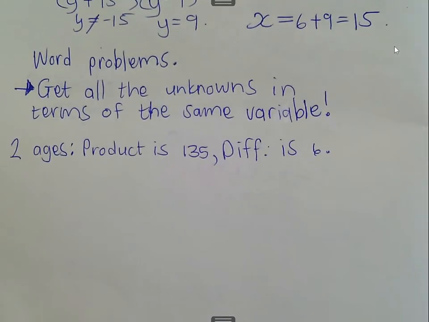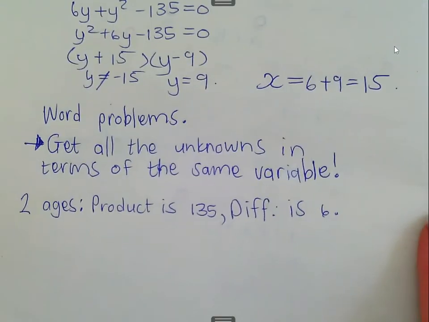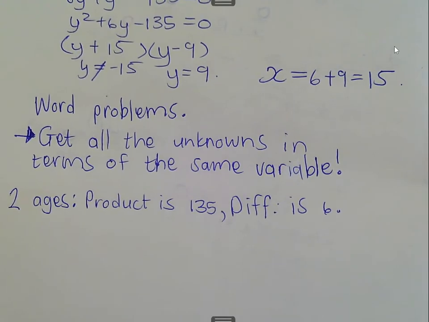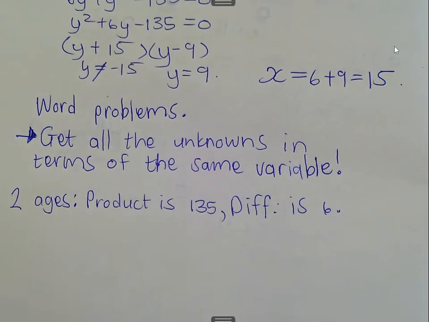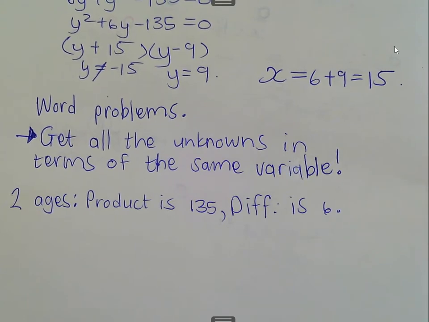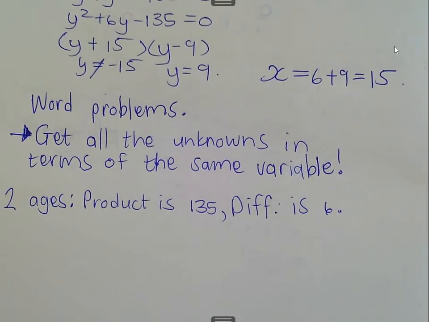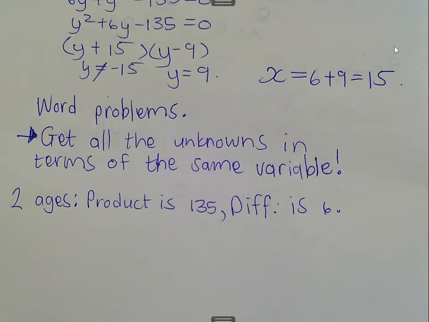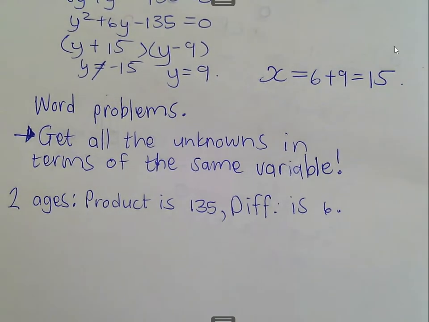Okay, word problems. When you've got a word problem, you need to get all the unknowns in terms of the same variable. What I mean by that: if I tell you that Leakwe is a certain age, do you hear that's an unknown? So we can call her age X. And I am a certain age. That's another unknown, so that's going to be Y. If I don't give you any more information, it will just be X and Y.